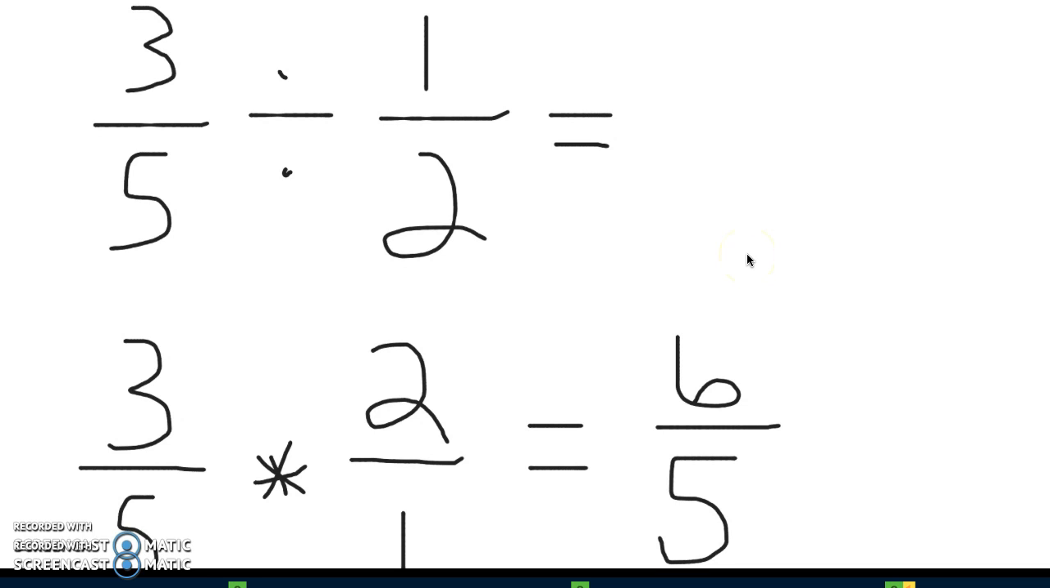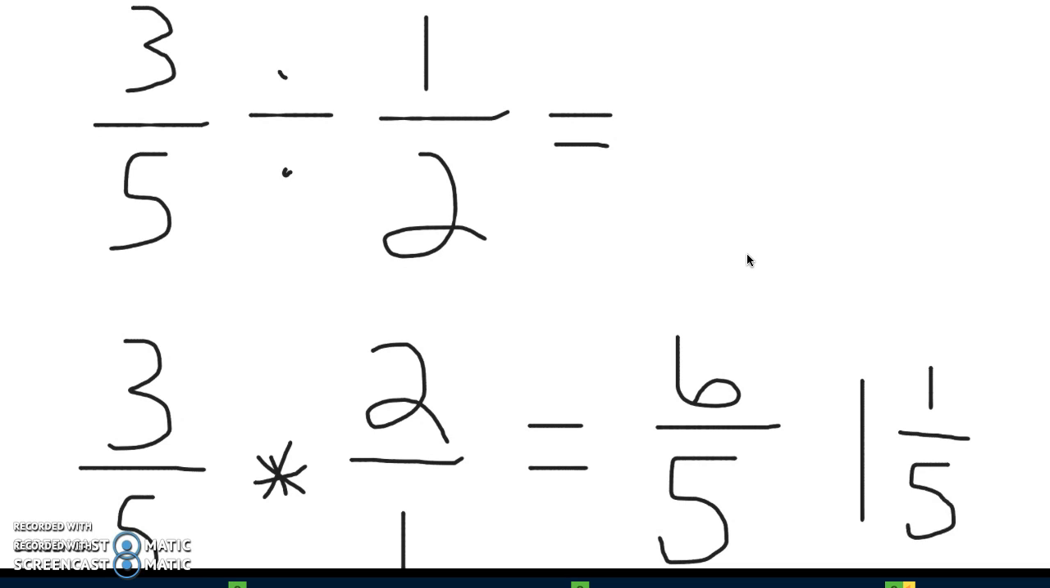Since this is an improper fraction, though, we always want our answers to be in simplest form. We have to take that improper fraction and convert it into a mixed number. So I have to think, how many times does 5 go into 6, or what's 6 divided by 5? 6 divided by 5 is going to be 1. And then I'm going to have 1 left over, so my 1 is going to become the numerator of my new fraction. The denominator stays the same.